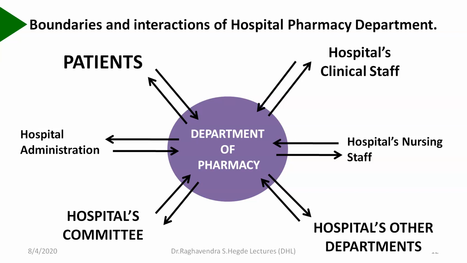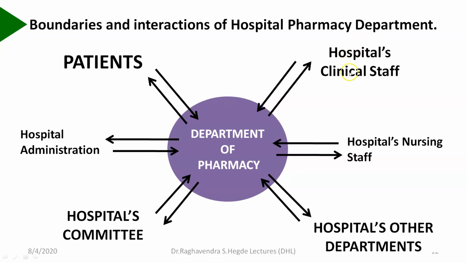Now, let us understand the boundaries and interactions of the hospital pharmacy department. You can see the diagrammatic representation here. In the center, concentrate on the center. It's the Department of Pharmacy, which is the core area, the main area. And there are six things happening here.